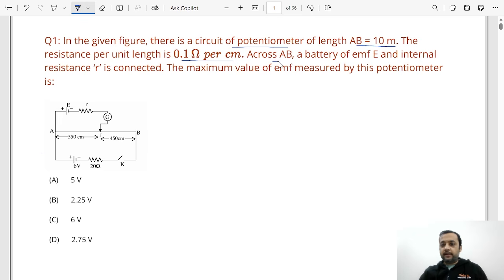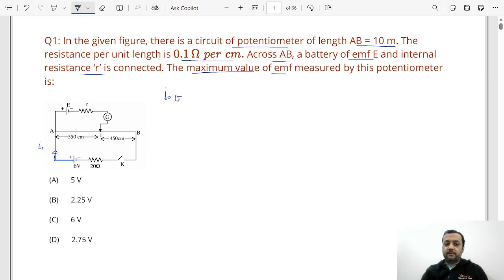Right. Now across AB we have connected a battery of EMF E and internal resistance R, and we have to find the maximum value of the EMF measured by the potentiometer, right? Now, first of all, you must understand here is that the current will flow in the primary circuit. So, this primary circuit has been shown in the bottom, and the secondary circuit has been shown in the top. All right. So, look, primary circuit. Let us say the current flowing is I naught.